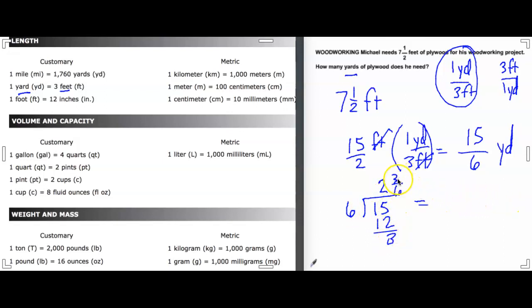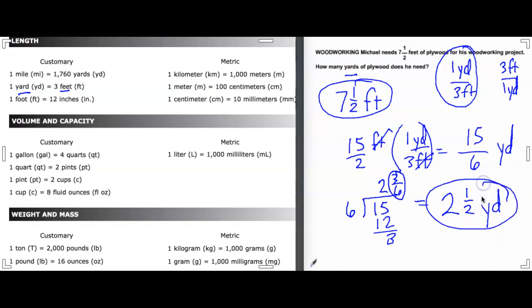So 2 3/6 is the answer, but it's not the final answer, again, because that's not the most simplified version. What is a better form, the most simple form of 3/6? Answer that, please. Very good, 1/2. And so the answer is going to be that 7 1/2 feet is equivalent to 2 1/2 yards.